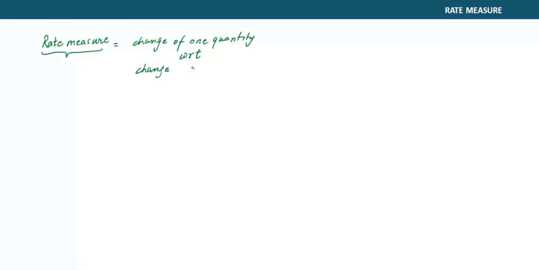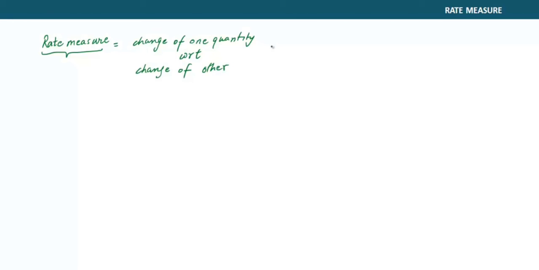Okay, now let us do derivative as a rate measure. First of all, let us understand what you mean by a rate measure, right? This is a very important term, because you have already studied this in class 11th in the topic kinematics. So rate measure is nothing but the change of one quantity with respect to change in the other quantity. This is the meaning of rate measure.